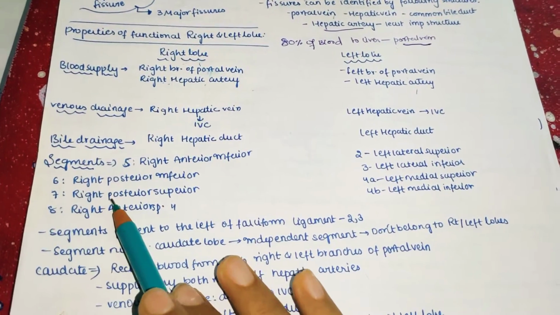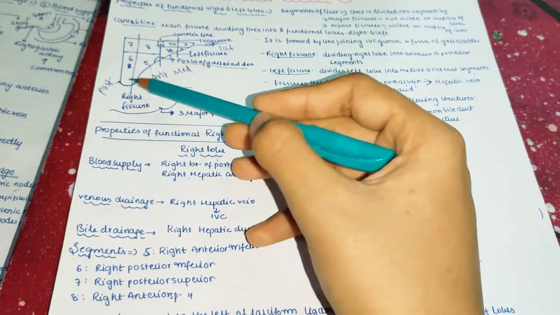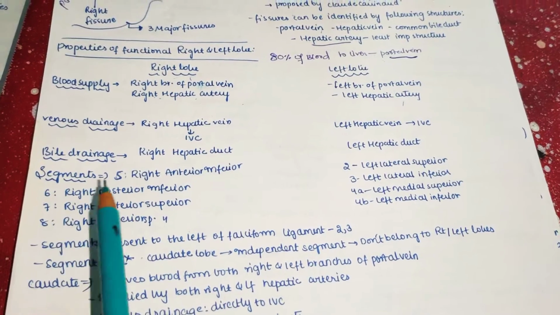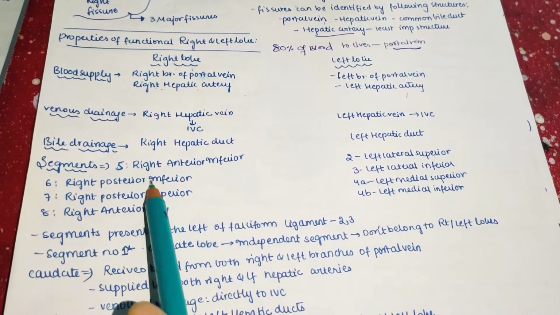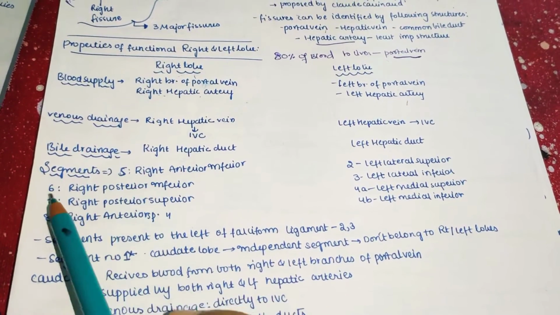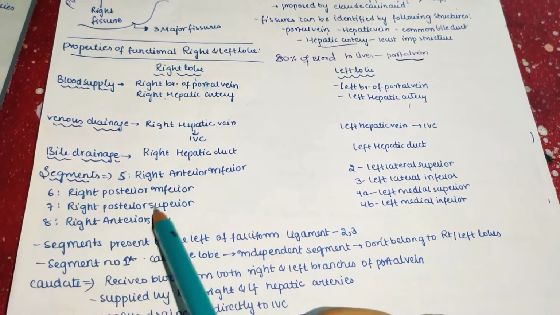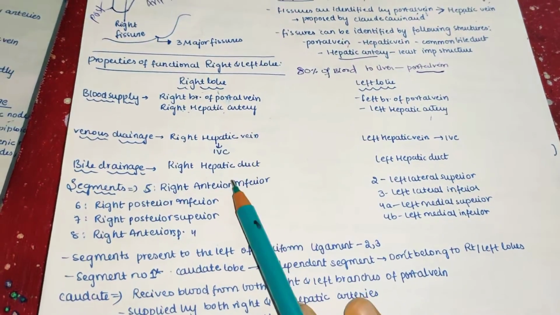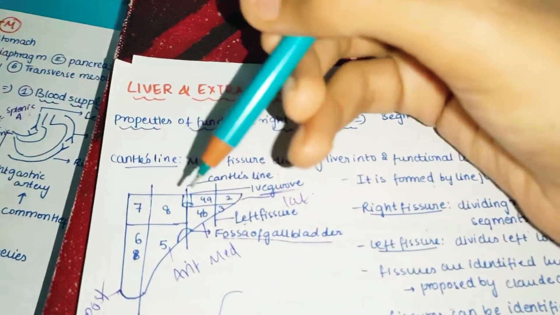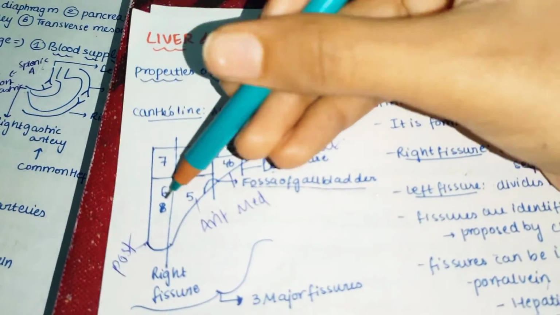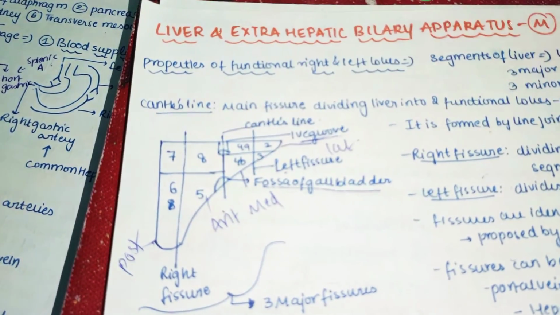So coming to the segments, now we are going to discuss the segments of the liver. Mainly the liver has segments 1, 2, 3, 4 on the left and, on the right lobe, segments 5, 6, 7, 8. So what are those? Let us see. You can see this is the right side. So 5, 6, 7, 8. First we'll discuss 5.